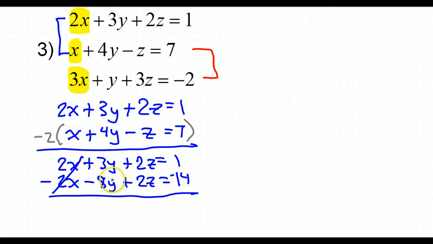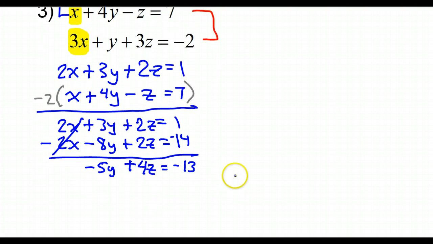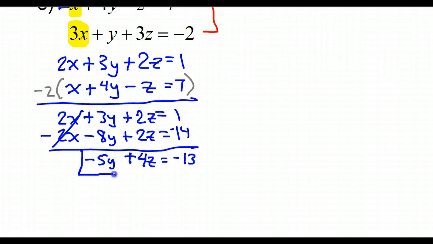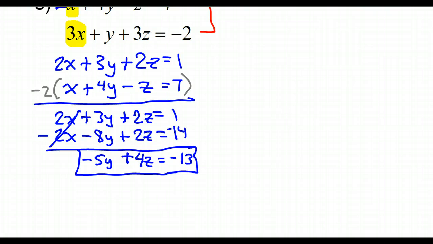So if I combine these like terms, that's going to give me negative 5y plus 4z is equal to negative 13. Alright, I'm going to put a box around that and save it for later. It's my first box equation.